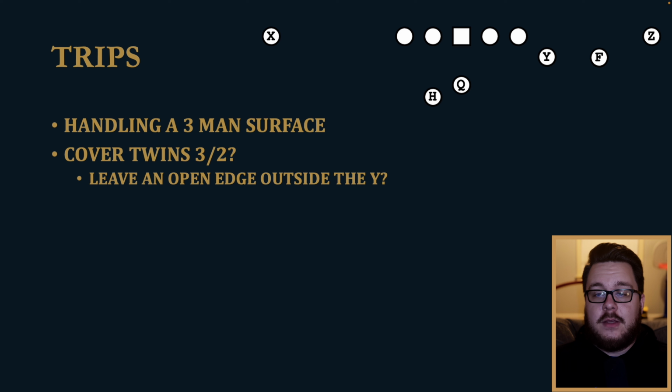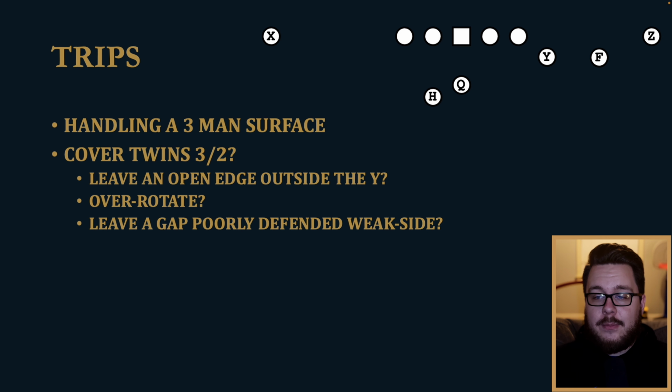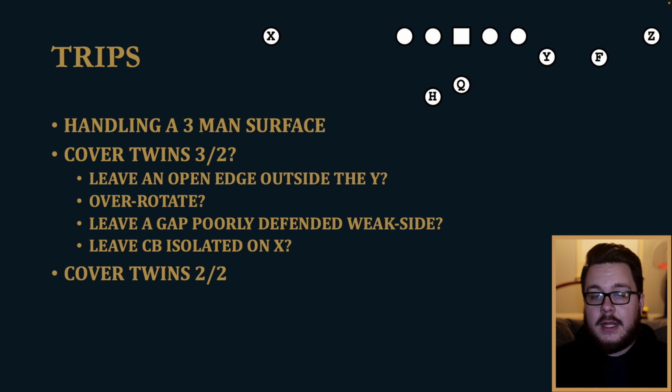They're either going to have to leave an open edge outside the tight end. Maybe they have to over rotate and bring a safety over so that he can handle an interior gap, a safety who's responsible for like the A gap. Or they're going to have a gap poorly defended on the weak side. Maybe they're going to have to leave the corner isolated on the X and play some poach coverage, some solo, what Fangio would call tricks. Or they're going to have to give up what they want to do and not be able to play 3 on 2. And then again, we're forcing the defense to be uncomfortable.